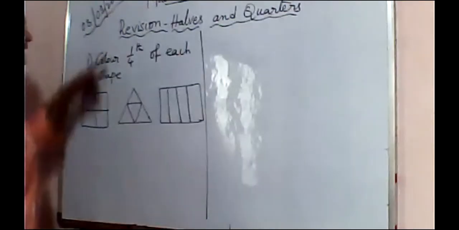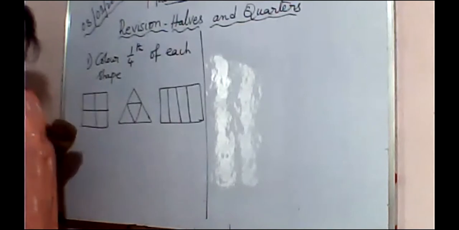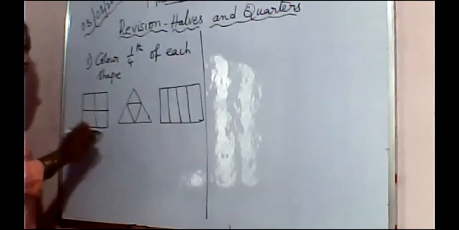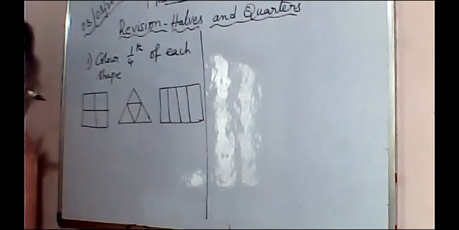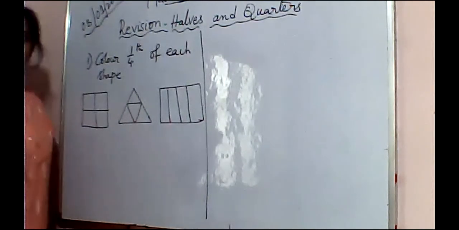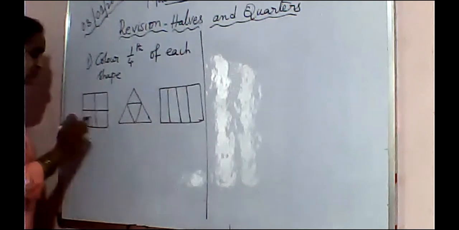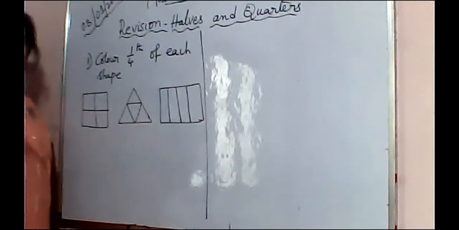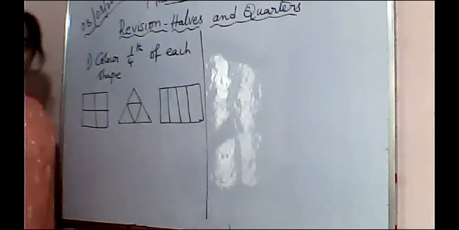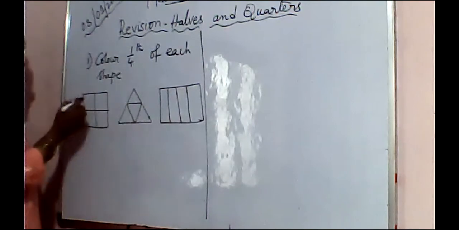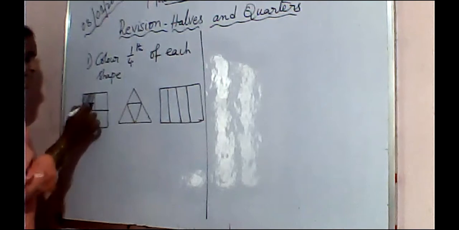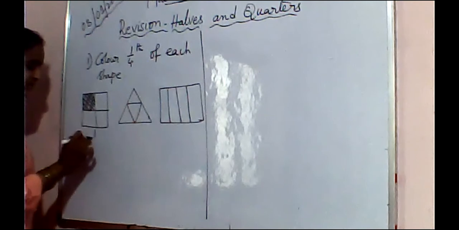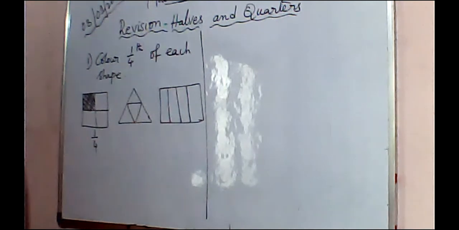Yes, ma'am. Color 1/4 of each shape. So here we have 3 figures. In each figure we have to color 1/4 part. 1/4 part means what? How many parts do we have? 4 parts. Out of 4 we have to color 1 part. So any one part we can color. There is no problem. So this is 1/4.